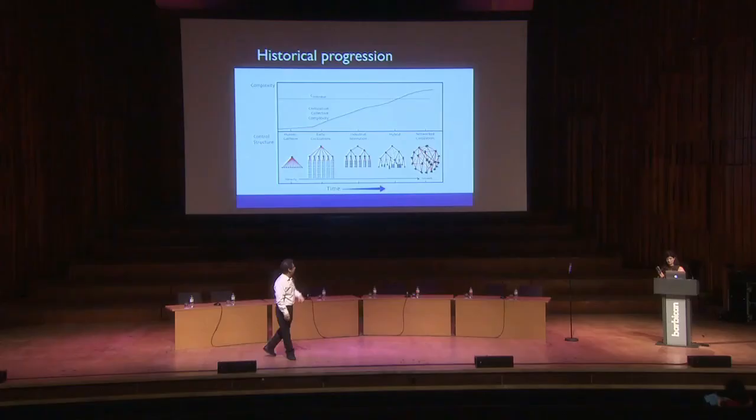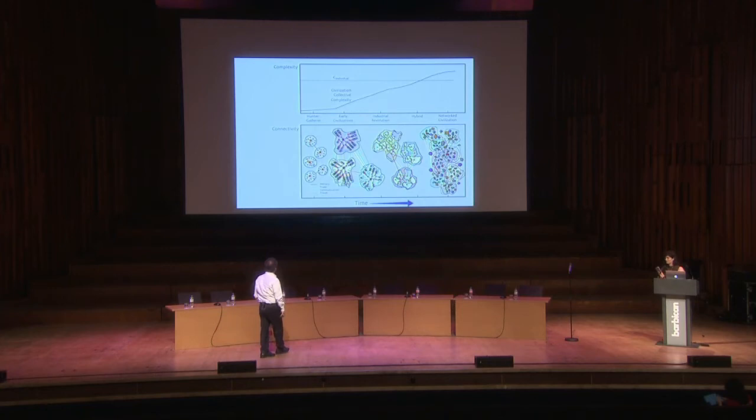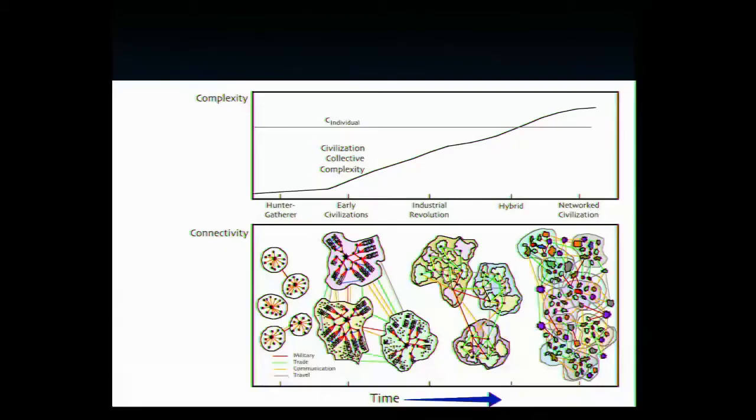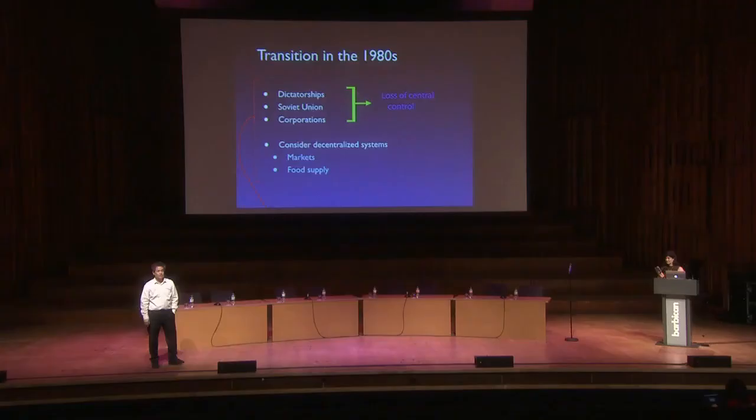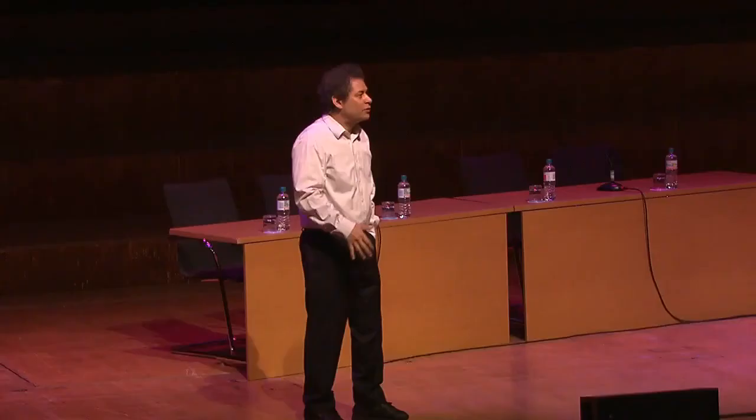Next. From a connectivity perspective, we went from isolated small groups to larger connected groups to more connected and more complex groups, and then to this connected civilization. Next. So I'm going to claim that the actual transition point can be nailed down to the 1980s. It's already a few decades ago. Probably most of the people at this conference weren't even born yet.